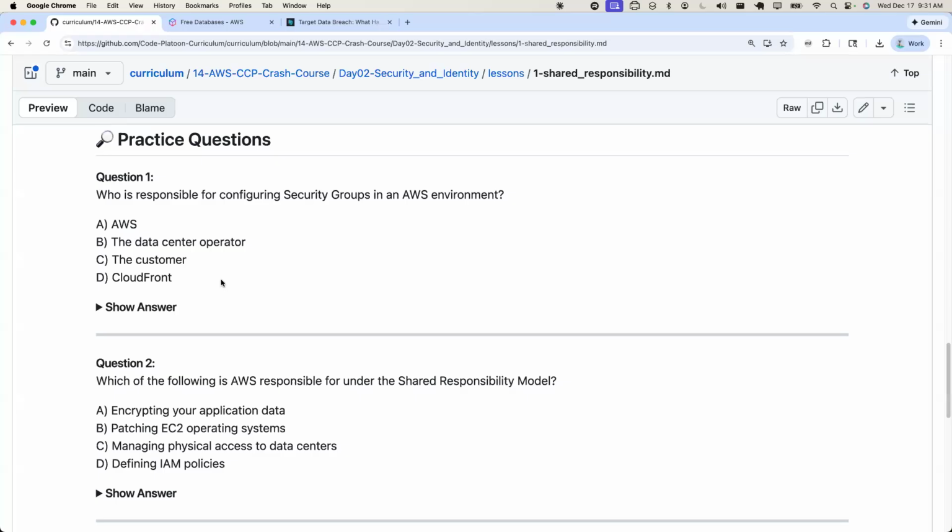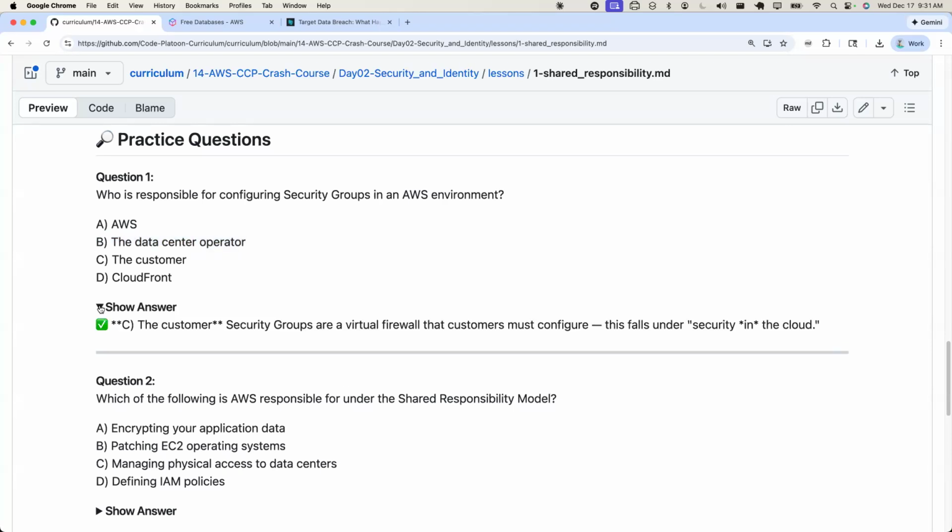So here are some practice questions, and I know some of these are straightforward, but let's go ahead and tackle them anyway. Who is responsible for securing a security group in an AWS environment? Is it the data center operator? Customer? Yeah, it's the customer, right? The security group that I was just fiddling around with and kind of failed on. It's my job to set it up, and it's my job to add it to the EC2. The security group is basically a virtual firewall. So this is security in the cloud. If I screw up and there's a data breach, it's on me.